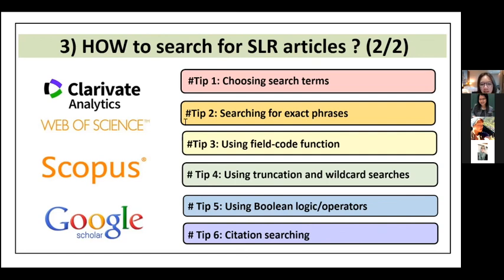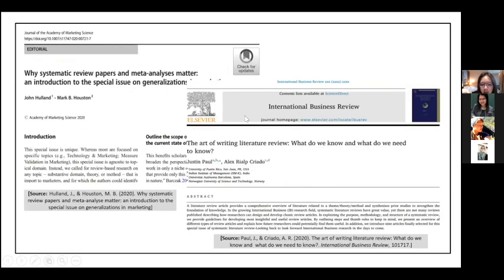So for this number, if you really want a threshold number for the articles that you can include, you can refer to one of the papers. Let me go back to the previous slide. In this paper by Justin Paul, The Art of Writing Literature Review, the author highlighted that the suggested or reasonable number of articles for an SLR paper is, I think, between 40 and 500. This is the magic number proposed in this article.